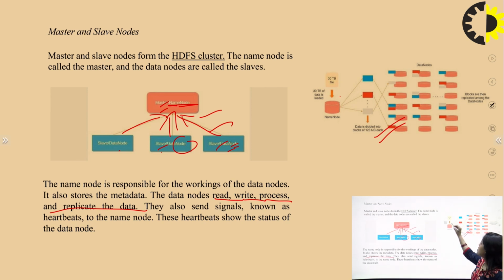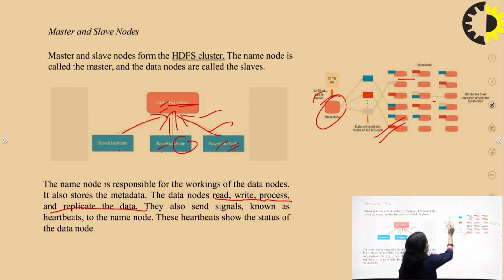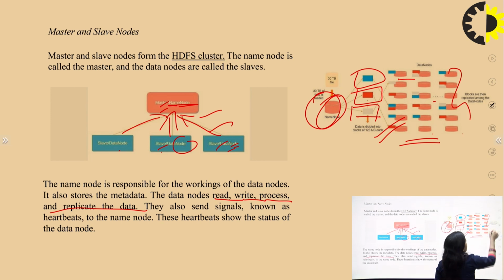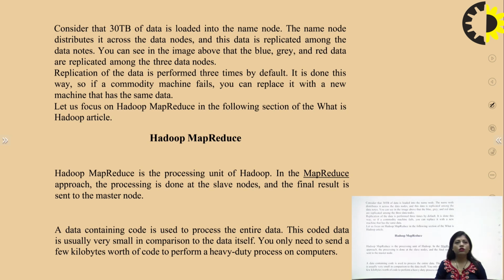In this, we have a single name node and multiple data nodes. The whole data is 30 TB of files, and this data is divided into 128 MB blocks. These blocks are distributed across the data nodes, and after processing, these blocks are combined as a whole unit. So that is the example. After that, the second component is Hadoop MapReduce.